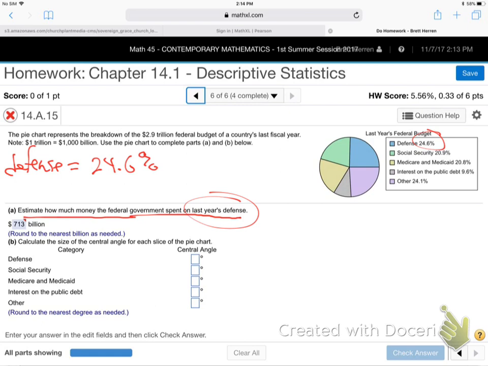It's 24.6% of the whole amount, right? That's what they're saying with a pie chart. They're saying the government spent 24.6% of its whole budget, of the whole amount, on defense, right? So what is the whole amount? That's the 2.9 trillion, isn't it? Now the trick is they want us to answer in billions. So we got to change from trillions to billions.